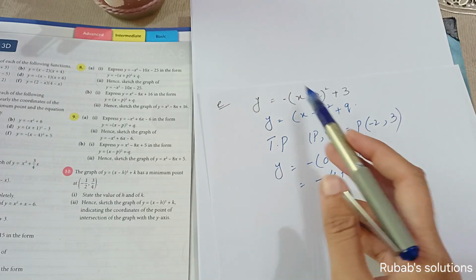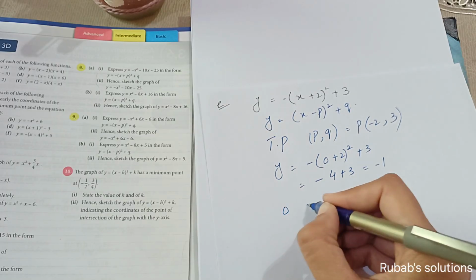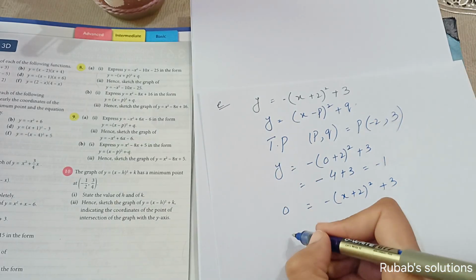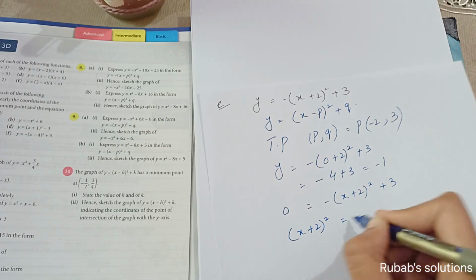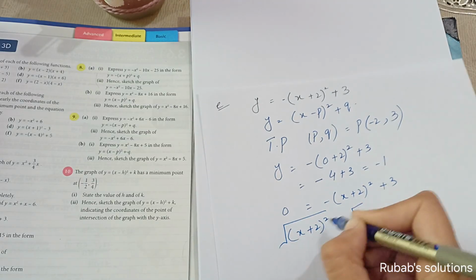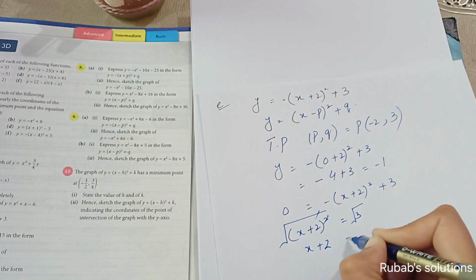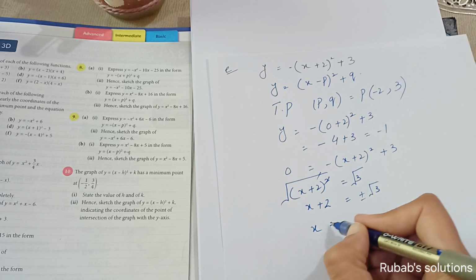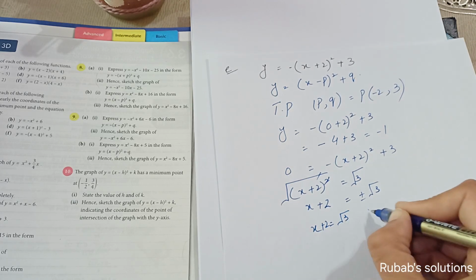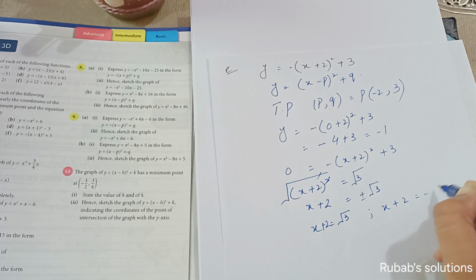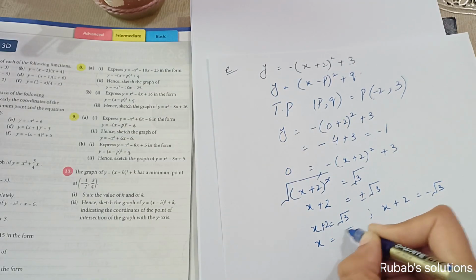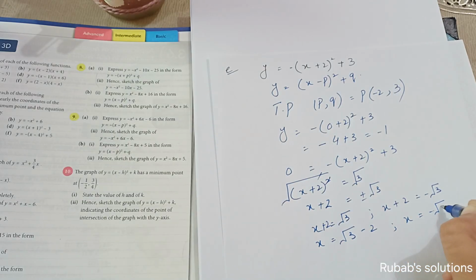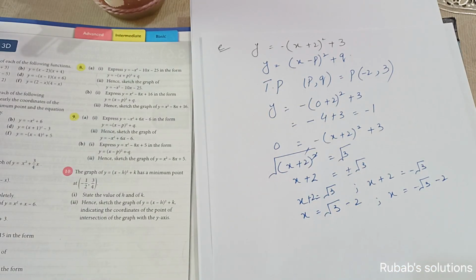For x, put y equal to 0. So 0 is equal to minus (x plus 2) whole square plus 3. This will shift to the other side. It will become (x plus 2) whole square equal to 3. Taking the square root on both sides, this will cancel. x plus 2 is equal to plus minus square root of 3. So from here, x plus 2 one time in plus and one time in minus. From here it will become square root of 3 minus 2, and on the other side it is minus square root of 3 minus 2. So these are my points.